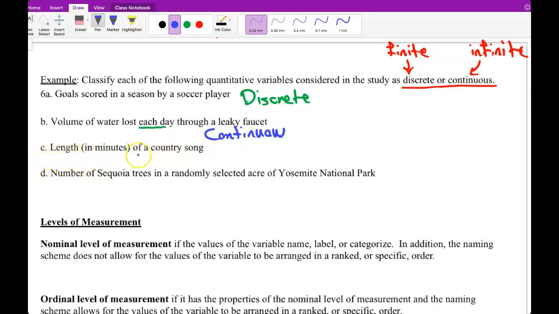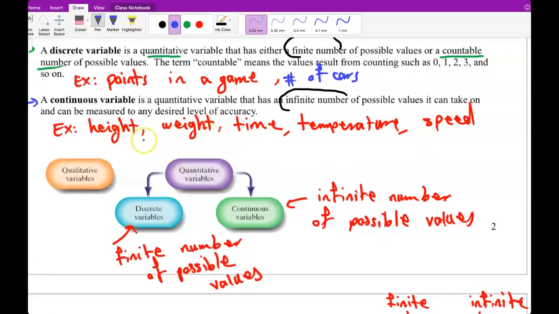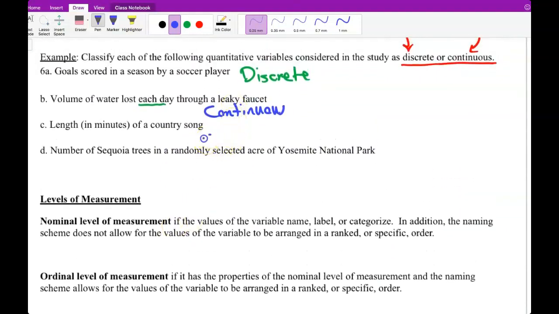Part C, length of a country song. We don't know what song it is. You may have many songs here. As you can see on this part, I use height, weight. You may have length. There's another example for this part. So all of these are continuous. So this one also is continuous.